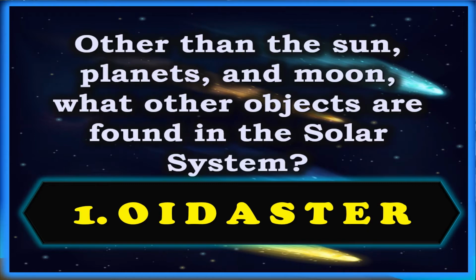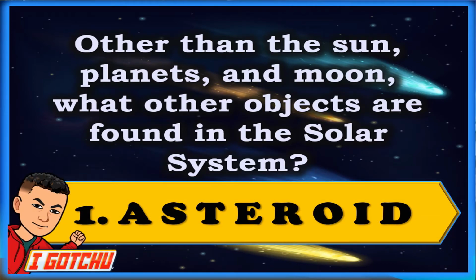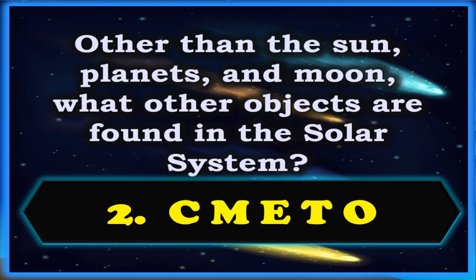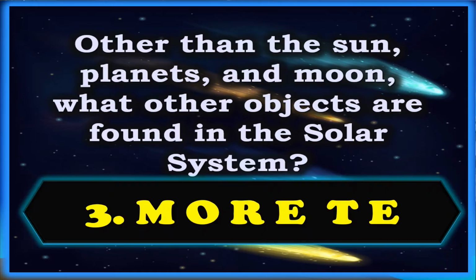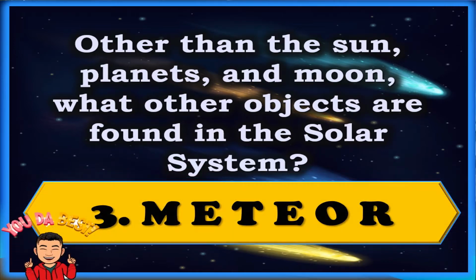The correct answer is asteroid. Number 2, the jumbled letters spell meteor. The correct answer is comet. You got it right. Number 3, the jumbled letters read morete. If you think the answer is meteor, you got it right.